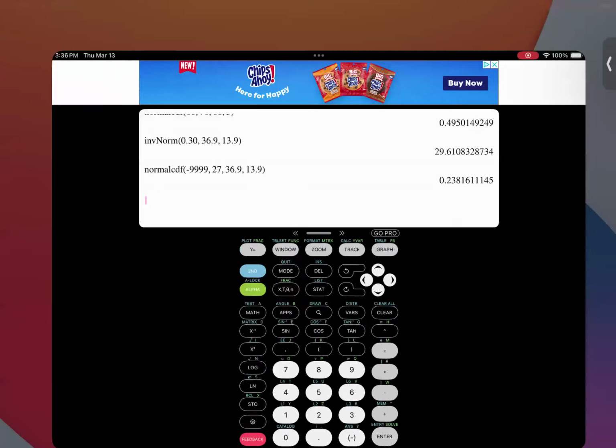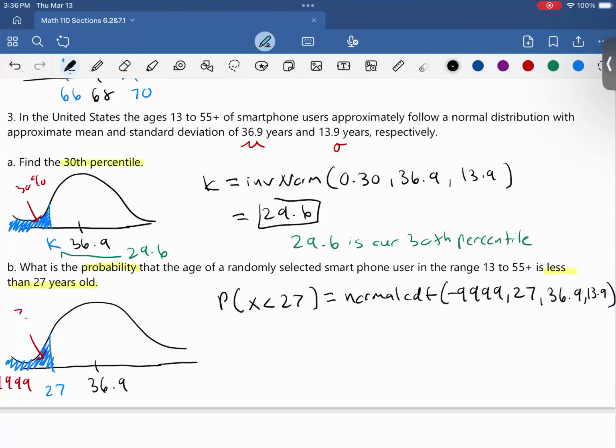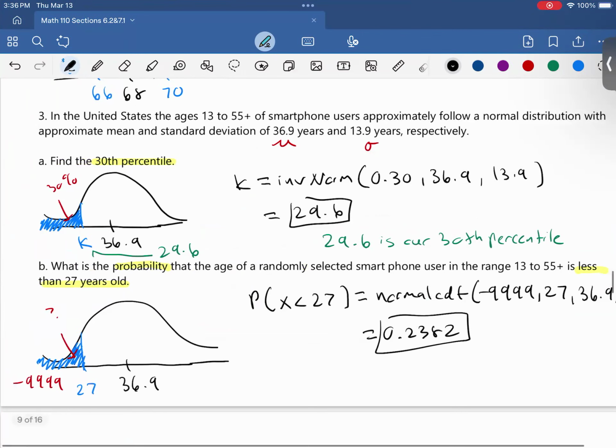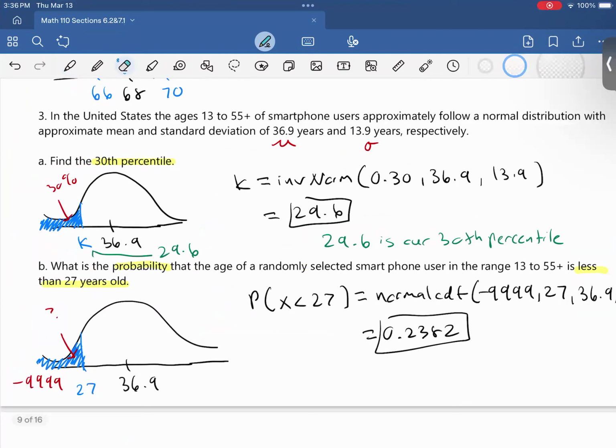All right, so let's write this down. So we have a probability of 0.2382. And so this probability right here is going to be 0.2382.